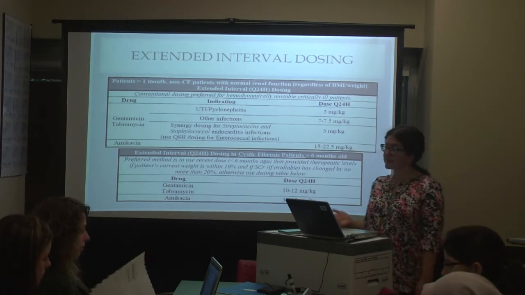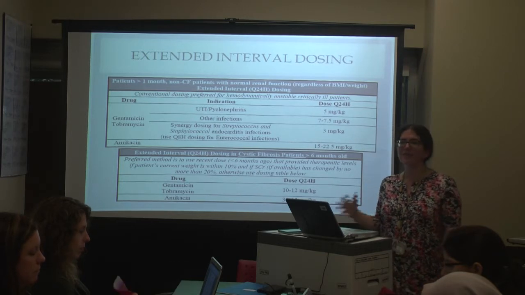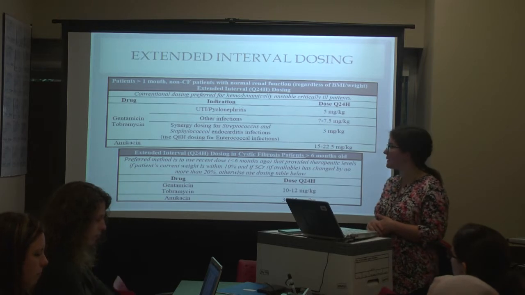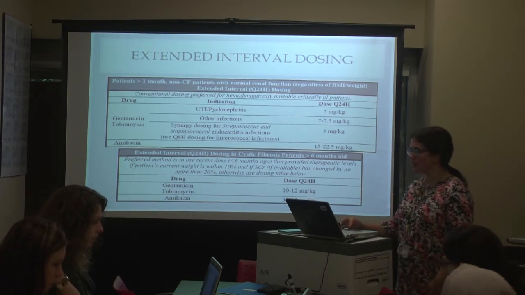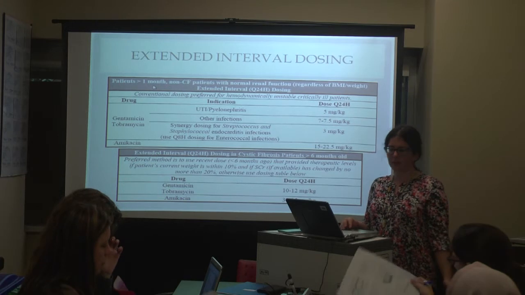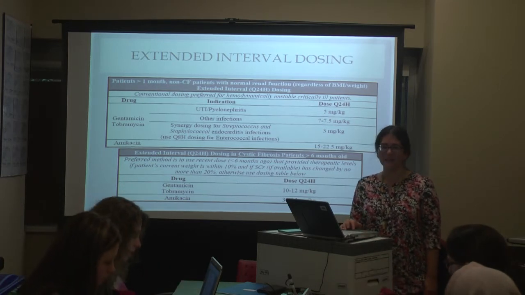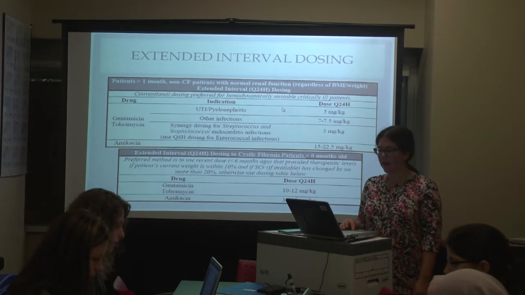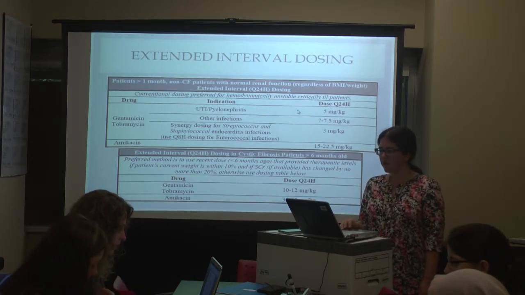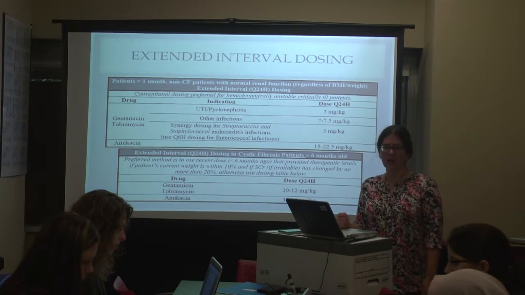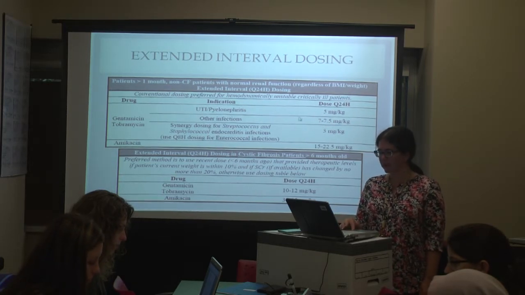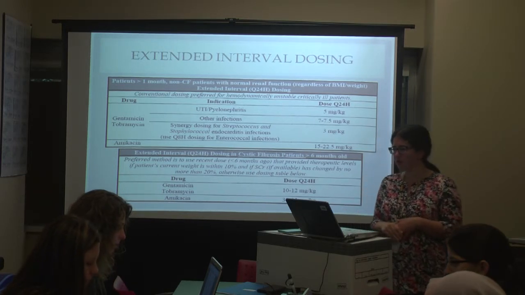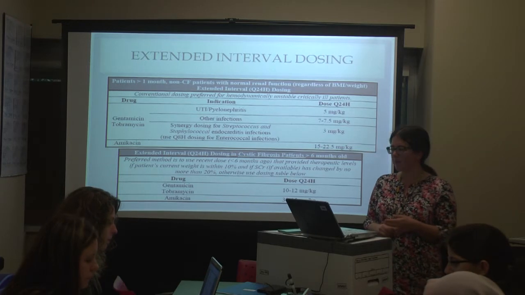So first, the extended interval dosing. There's a lot of tables in the aminoglycoside protocol for different dosing regimens for patients, but I put a few up here. And the first is patients who are non-CF, who are greater than 1 month, and who are receiving the extended interval. So these patients, those who have a UTI or pyelonephritis are going to receive 5 mg per kg, and those who have other infections, 7 to 7.5 mg per kg. And then synergy dosing is going to be 3 mg per kg. And you can use synergy dosing for streptococcus or staphylococcal endocarditis.